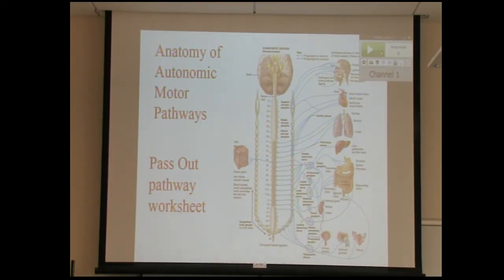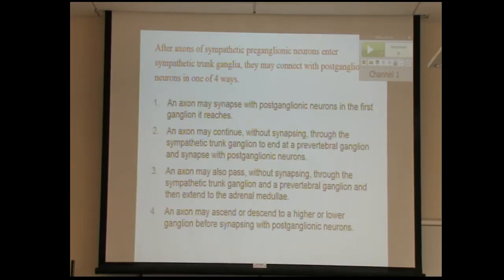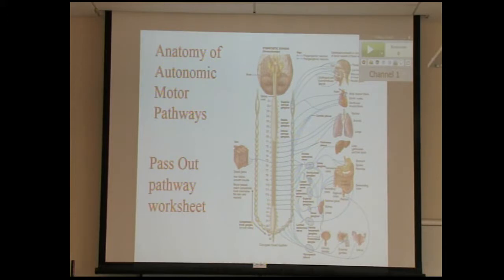So anyways, number 3 was the preganglionic neuron goes straight to the adrenal gland. So that's the only one where it's a solid line all the way to the target tissue right there. And then the last one was this one. So the axon either goes up or down the trunk before it has a synapse. But the synapse is still in the trunk. So do you see any axons that do that?